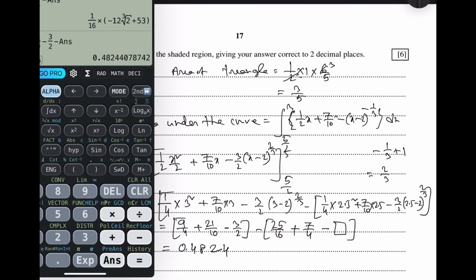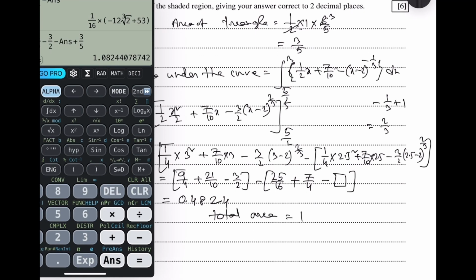0.4824. And if we add the area of the triangle plus 3 by 5, so our answer is becoming 1 point. So total area equals to 1.083 SF.